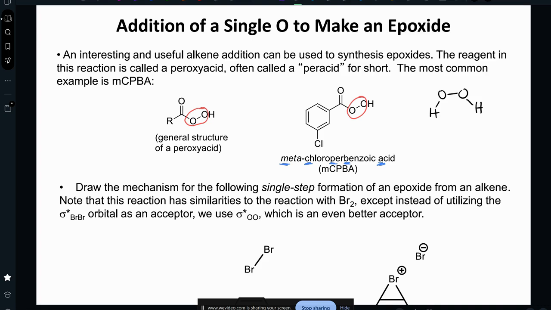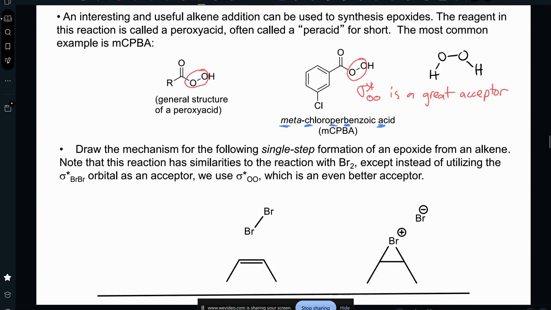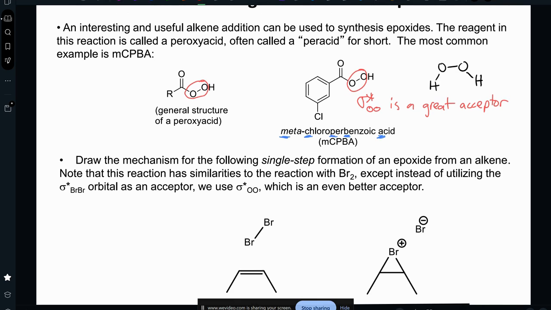So we're going to take advantage of that oxygen-oxygen single bond. Turns out sigma star OO is a very good acceptor. And that's what we're usually taking advantage of whenever we use a peroxide molecule in a reaction. Although we'll see an example in the third part of Module 18 of a reaction where we break the OO bond in a different way.